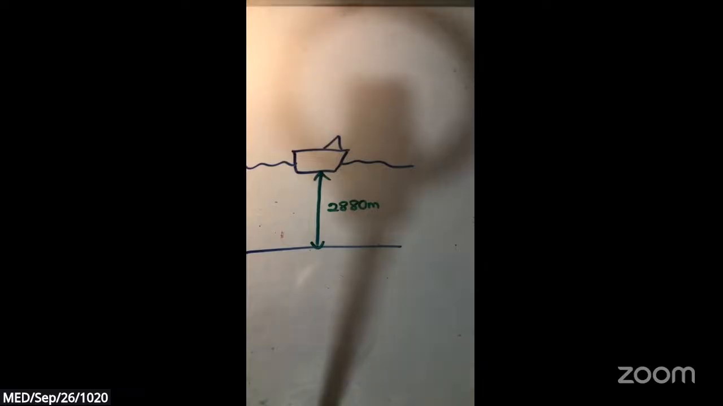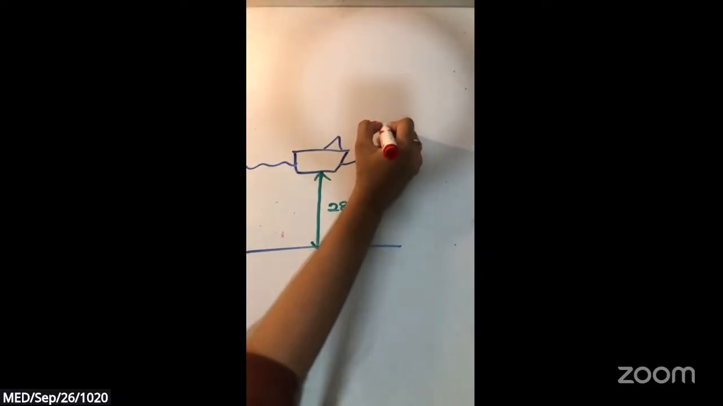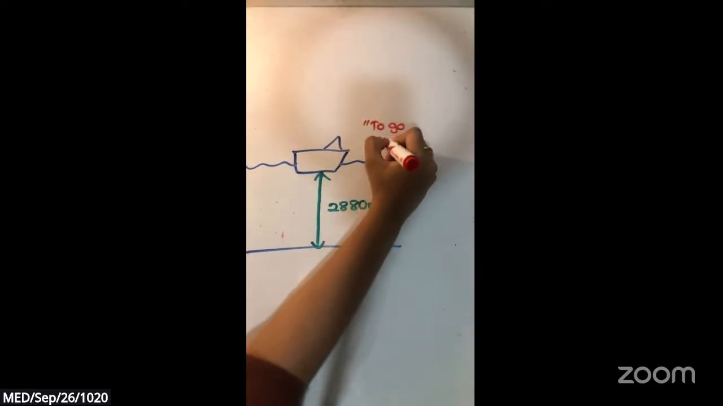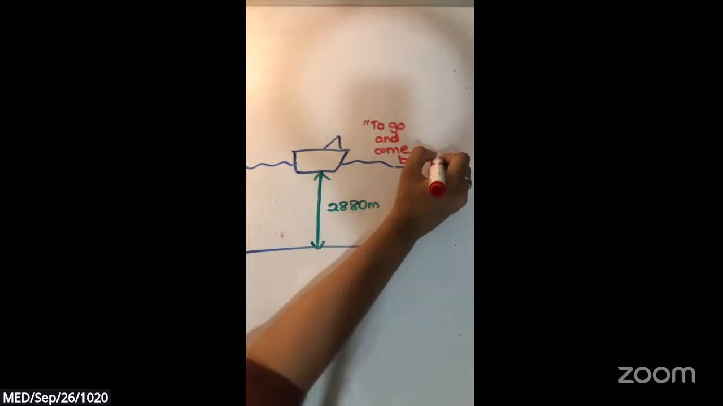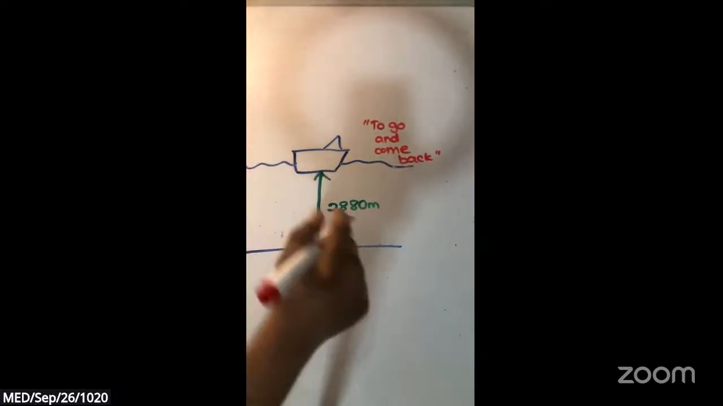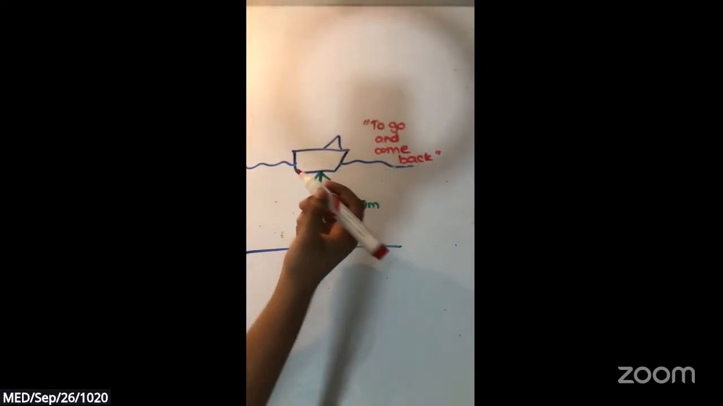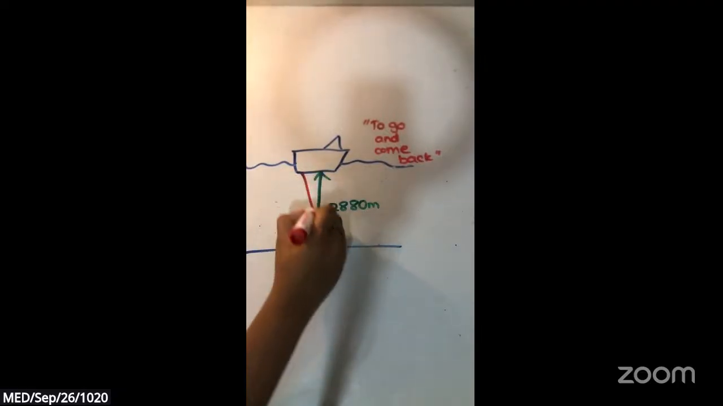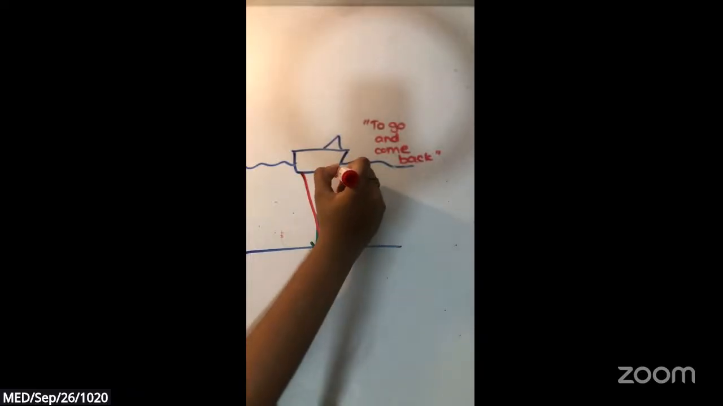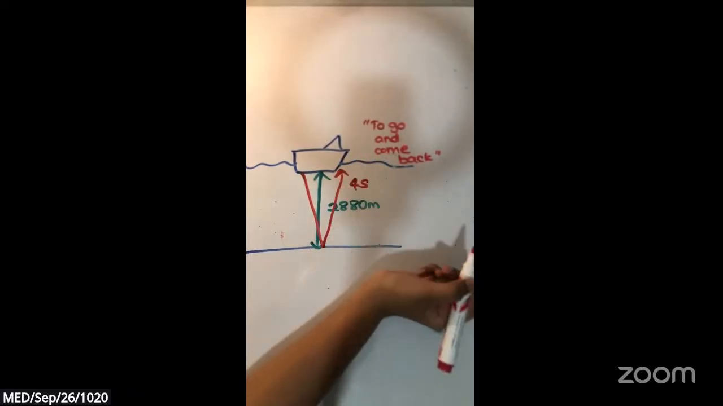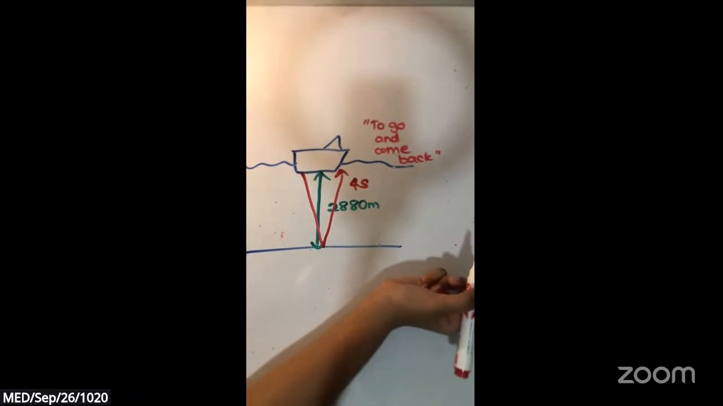The point of our question, the turning point or the climax of the question, is they have said to go and come back, not just to go. To go and come back. This is where you have made a careless mistake. So you read the question, right? Okay, so if they said to go and come back, that means maybe the wave is going like this. To go and to come back, it's taking 4 seconds. To go and come back, it's taking 4 seconds.